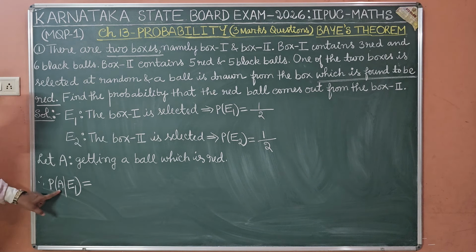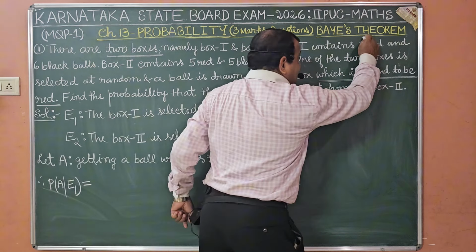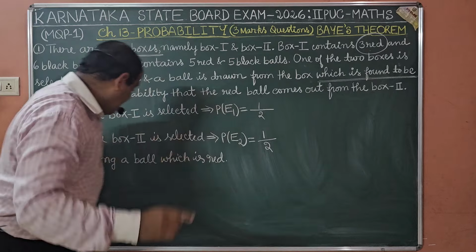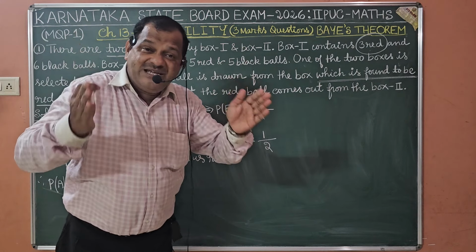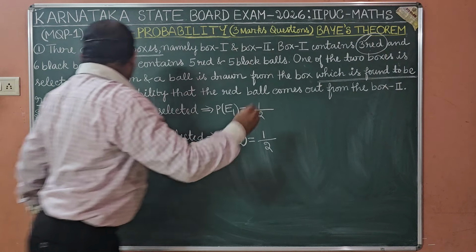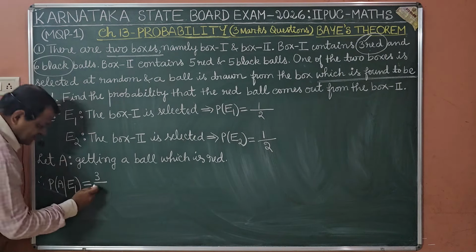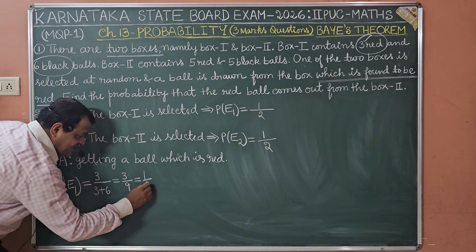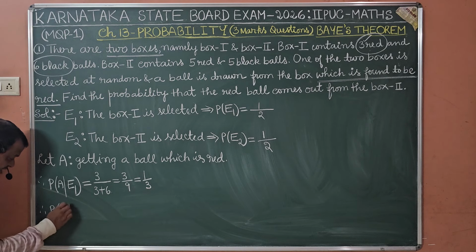From box 1, please count how many red balls are there. There are 3, so 3 in the numerator, divided by the total number of balls in box 1. So 3 red plus 6 black, 3 plus 6, therefore it is 3 by 9. 3 goes in 9 3 times, so 1 by 3.